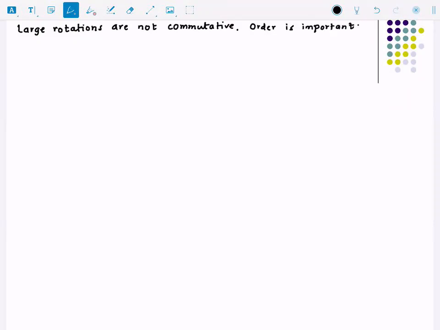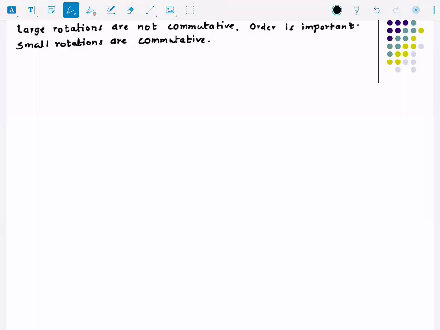But small rotations are commutative, which means you can change the sequence of order. Now let's try to understand the concept of what we mean by differential motion.